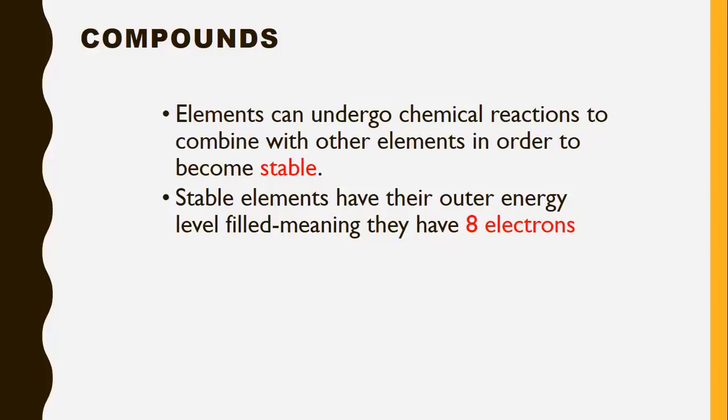Elements can undergo chemical reactions to combine with other elements in order to be stable. What we define as stable is when the outermost shell has 8 electrons. That's the goal for electrons. That's #life goals.